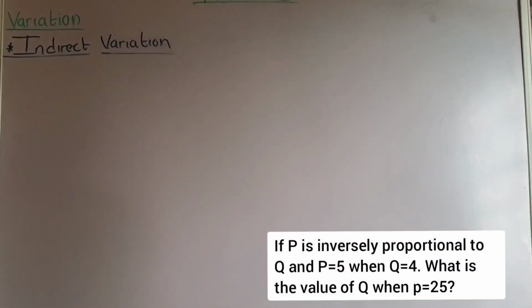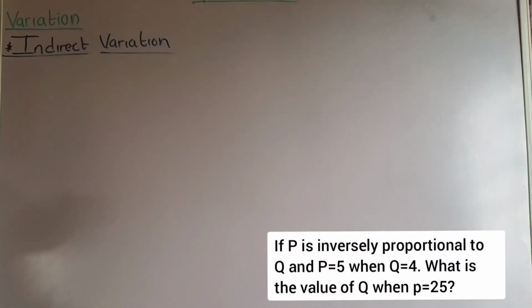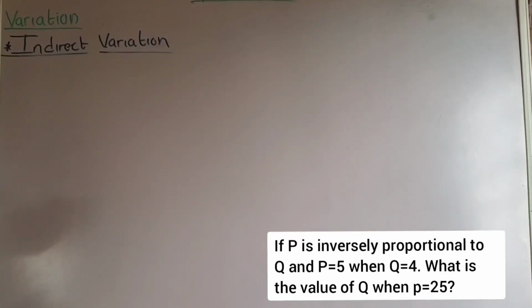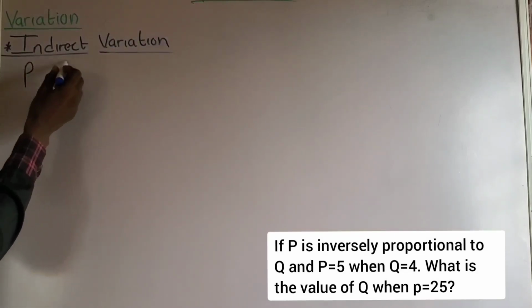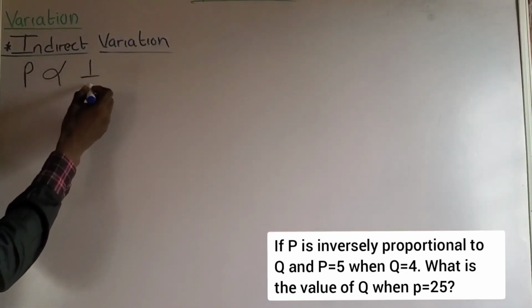If P is inversely proportional to Q and P equals 5 when Q equals 4, what is the value of Q when P equals 25? Okay, we are given that P is inversely proportional to Q, so you can see now that this is indirect variation. P is inversely proportional to Q.